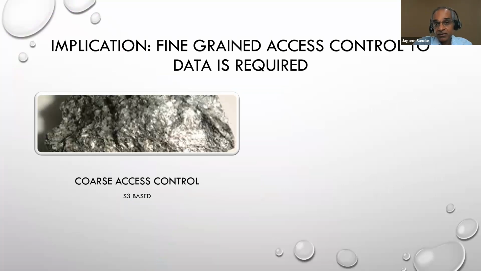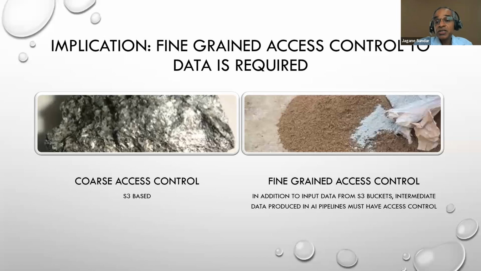What is the implication of this? Fine-grained access control to data is required. What's included with cloud systems such as Amazon S3 is basically coarse access control. It's S3 based, you specify a path and you have access control to that. That's it. You need much, much more than that. In addition to input data from the S3 bucket, intermediate data produced in AI pipelines must be controlled. Access to this data must be controlled in a manner that's consistent with regulatory requirements. And that's exactly the capability that InfinStor MLflow offers.